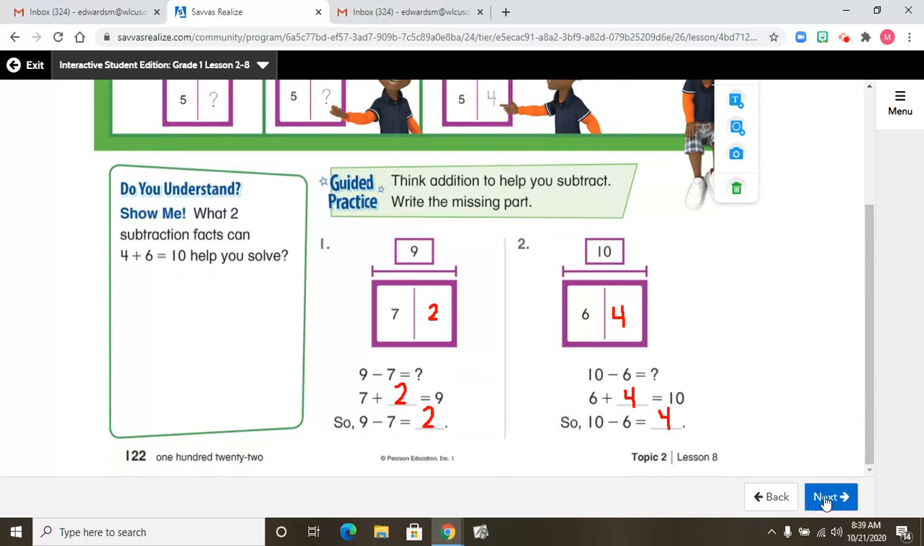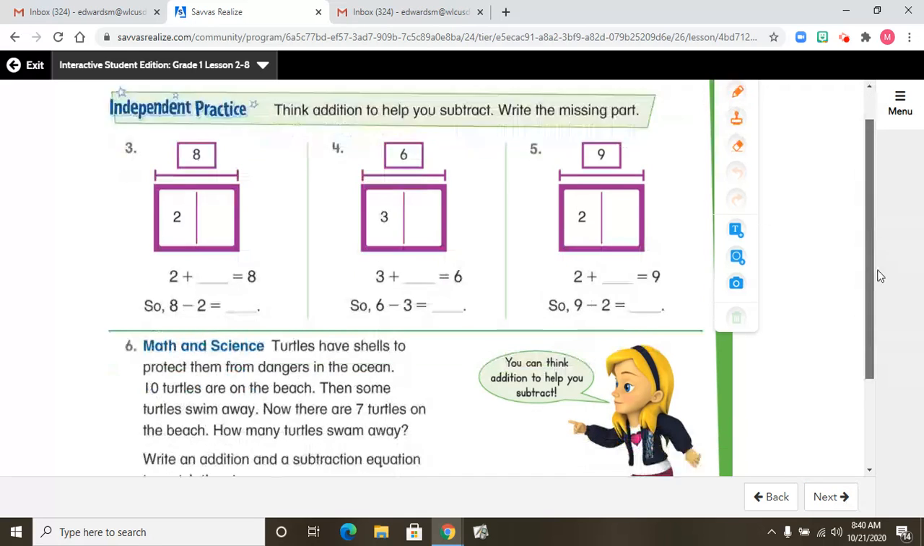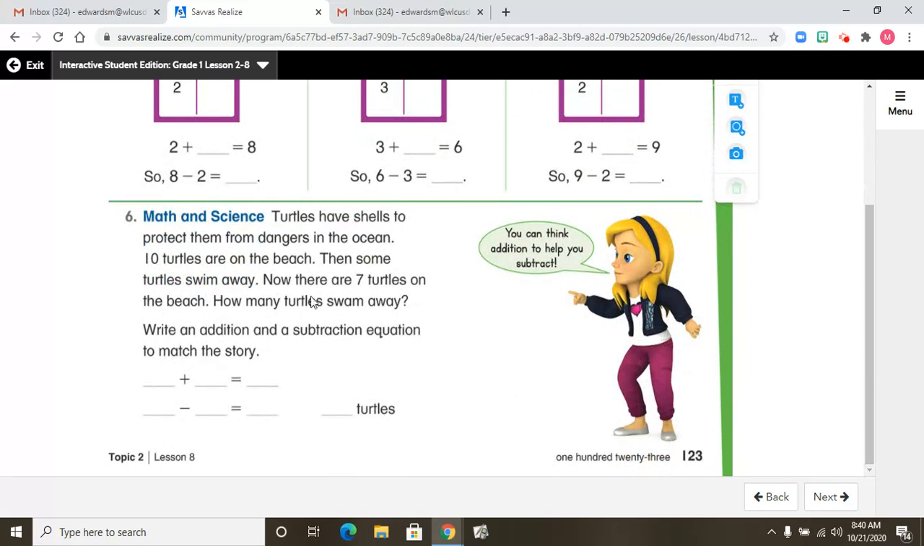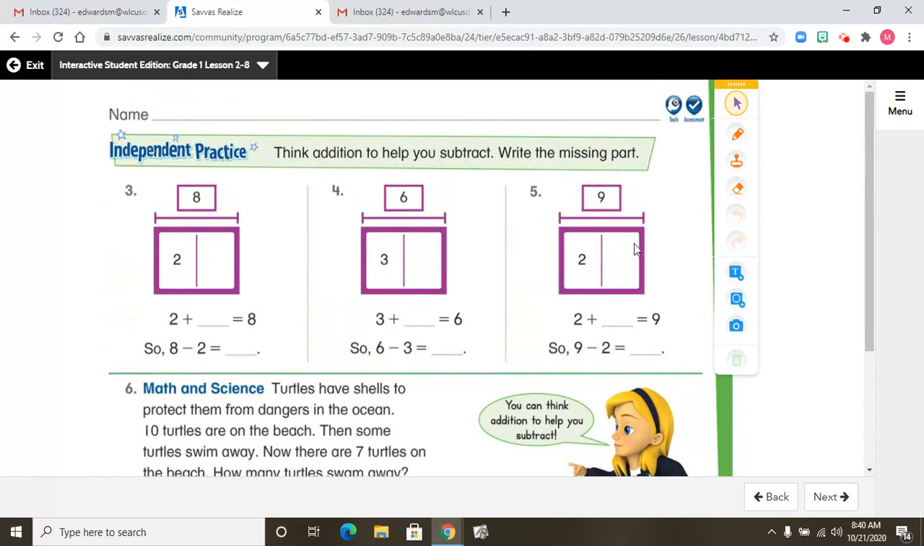All right, look at the next page, please. I want you to do numbers 3, 4, 5, and I want you to try 6, but you may need some help from a parent or an older sibling to do number 6 to help you read through it and then get your related facts written down there. Okay, so definitely do 3, 4, and 5. It's good practice for you.